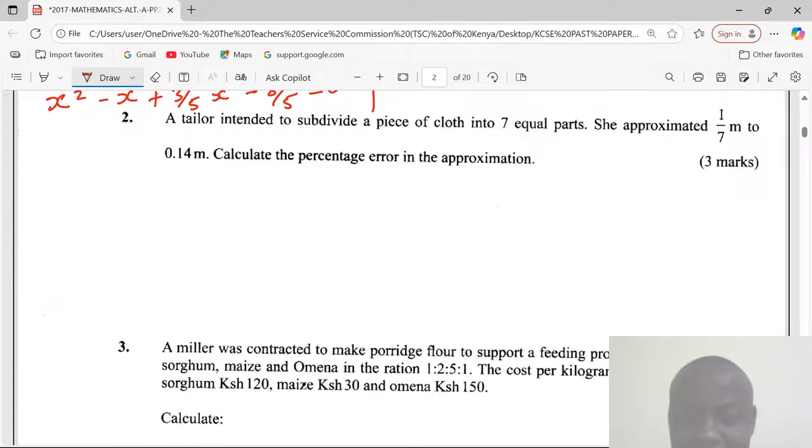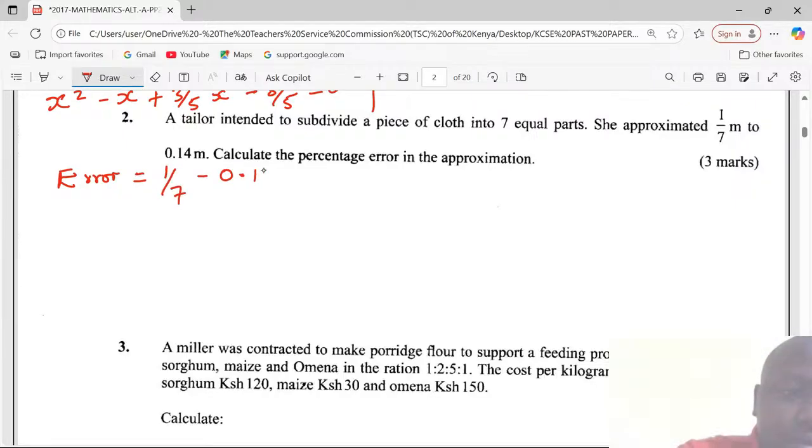We begin by getting the error first. And what is error? When we talk about approximations or estimations, an error is usually the difference between the actual value and the estimated value. And actually, we talk about absolute difference. 1 out of 7, we subtract 0.14 that way. So we're going to take the error by taking the actual value minus the estimated value. That one will give us the error.